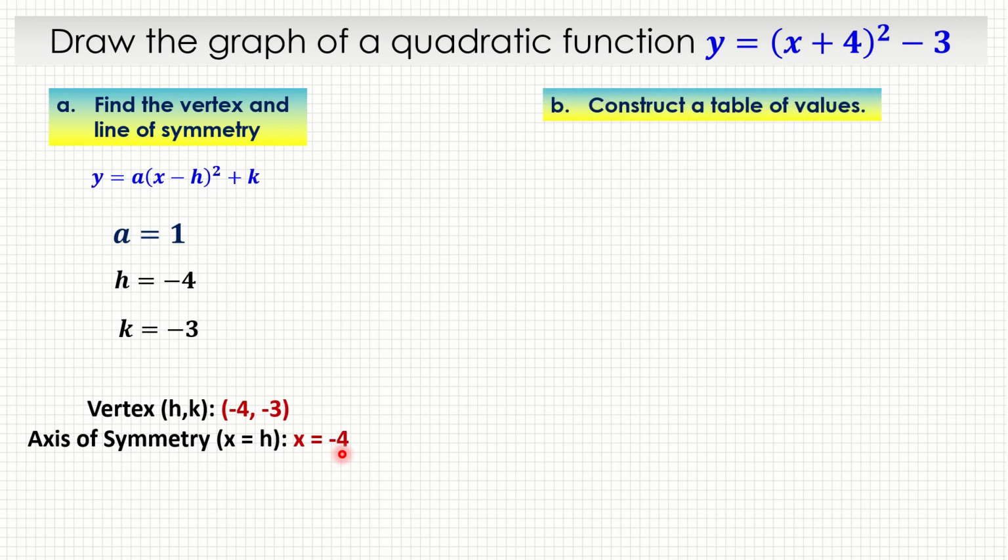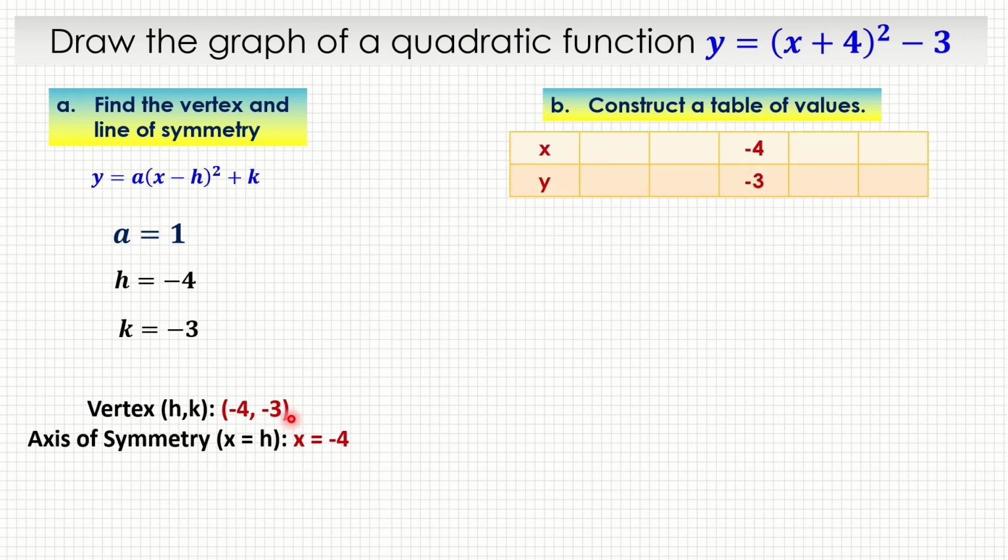Now, let us construct a table of values for the second step. Since we know the vertex is negative 4 and negative 3, that will be the initial entry of our table of values. To the left side of negative 4, it is followed by negative 5, followed by negative 6. For the right side, it will be negative 3, followed by negative 2. Now that we know the values of x, let us substitute them into our equation y is equal to the square of x plus 4 minus 3.